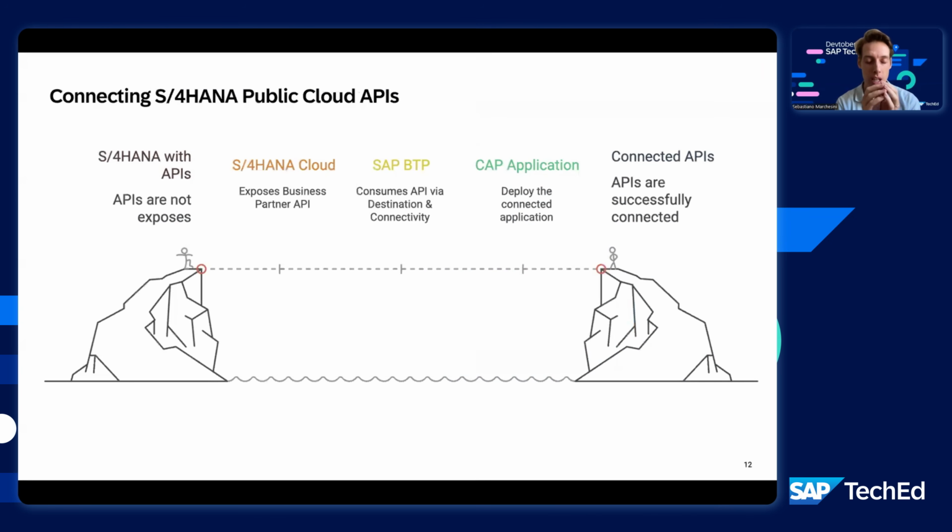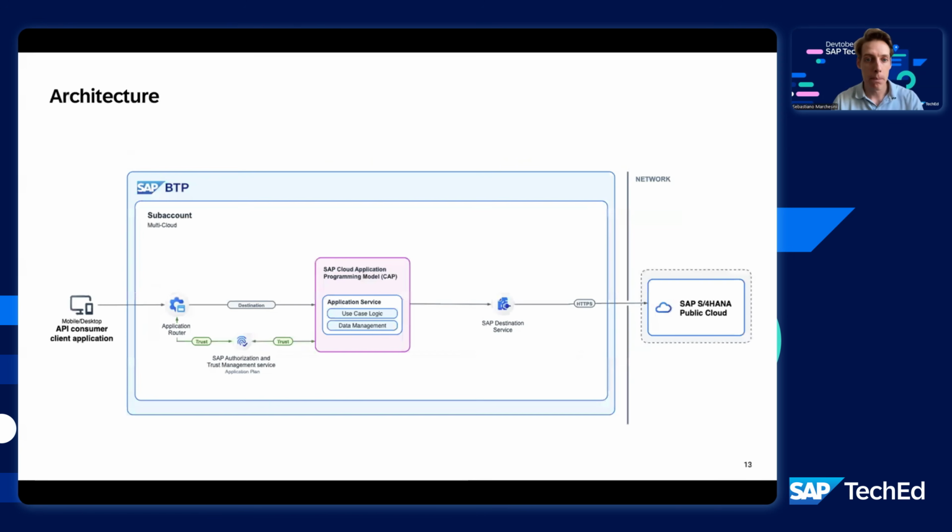What is our goal? Our goal is to expose the classical standard API from the business partner. We have an S/4HANA system where the API is not exposed. We're going to configure the S/4HANA public cloud system, define the destination in our BTP, and build and deploy the CAP application to use the API externally or wherever we want.